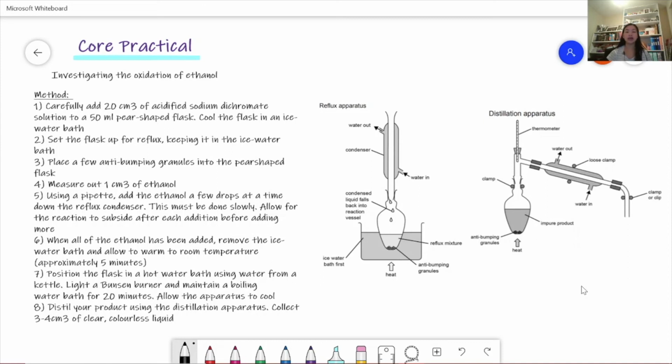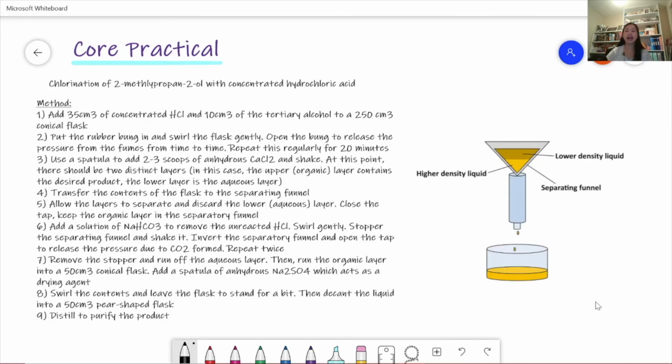And this colourless liquid that is collected should be a carboxylic acid. And so we can test this out by adding some sodium hydrogen carbonate, and it should form carbon dioxide. And then we can use some lime water to test for the carbon dioxide, because it should go cloudy in the presence of carbon dioxide. Now we're going to look at the second core practical, which is the chlorination of 2-methylpropan-2-ol with concentrated hydrochloric acid.